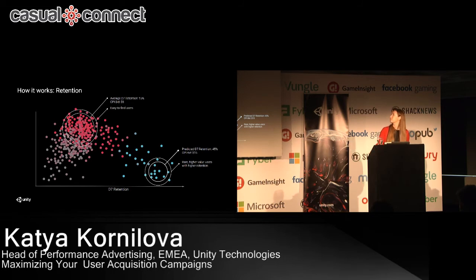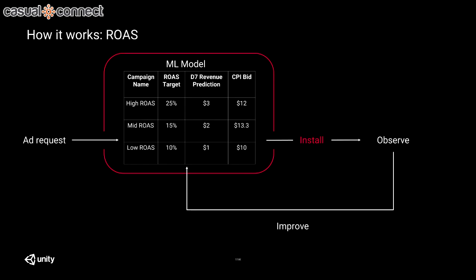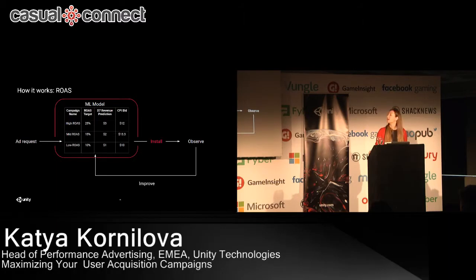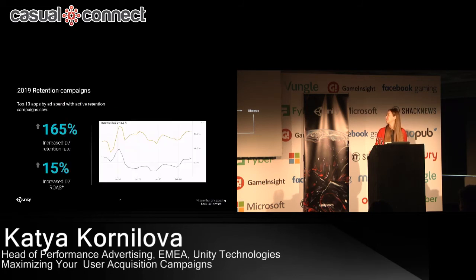Similarly, with the ROAS campaigns, everything works on the same level, using our machine learning system. The bids are adjusted according to the quality of the users. And again, after the install, we feed all this information back, and we use that in future predictions.